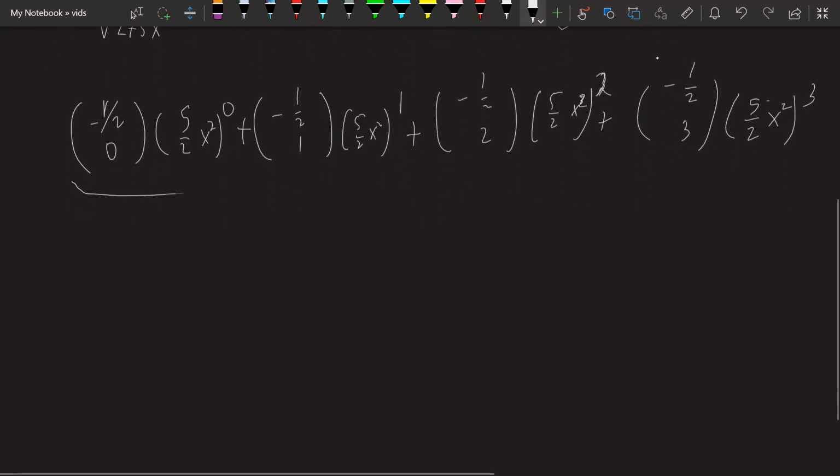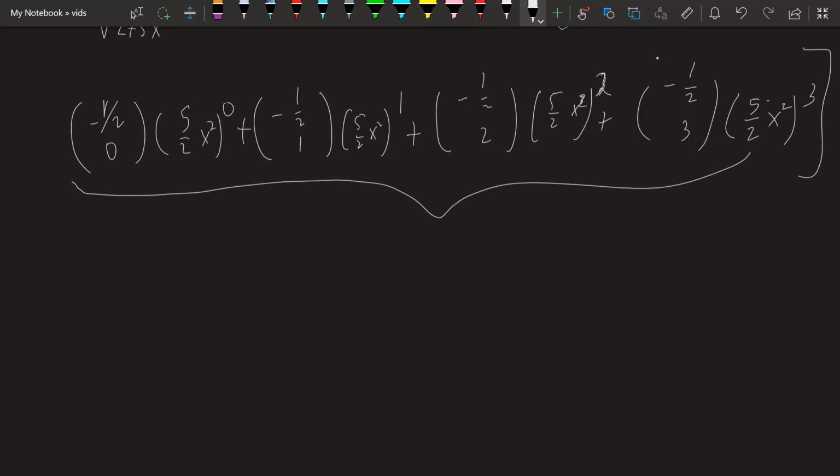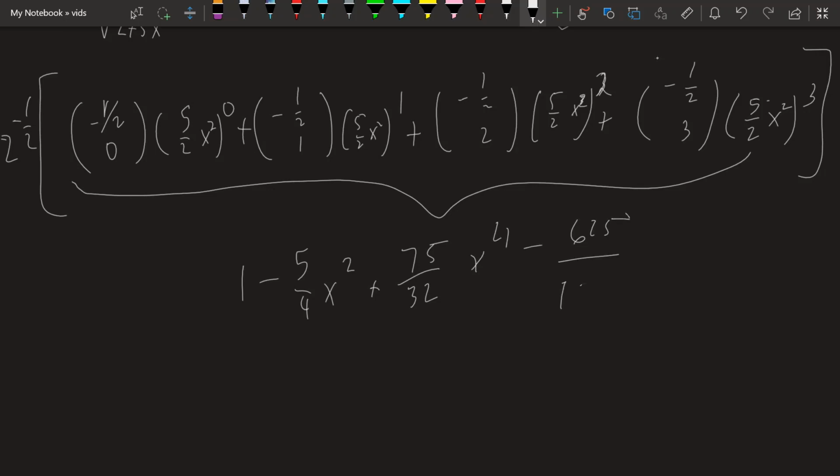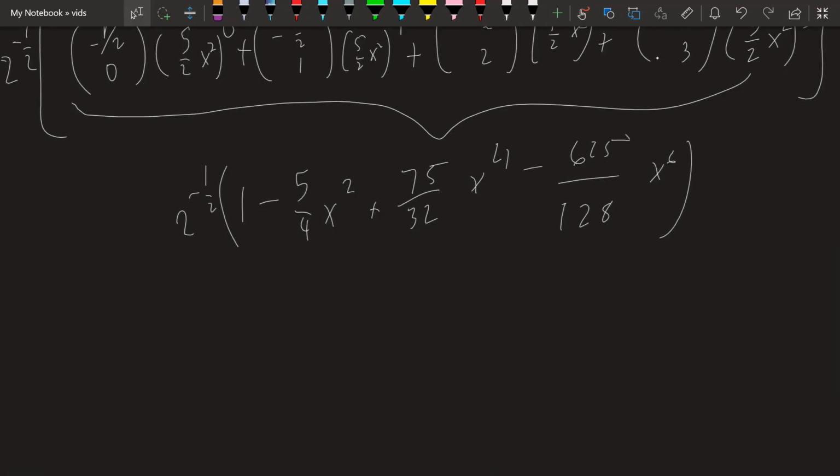Of course, we're going to use a calculator to evaluate this. And don't forget the constant, which is 2 to the power of minus half. Using a calculator, this will give you 1 minus 5 over 4 x squared, plus 75 over 32 x to the power of 4, minus 625 over 128 x to the power of 6, and we have 2 to the minus half here. You can evaluate this, but I'm just going to keep it like this.